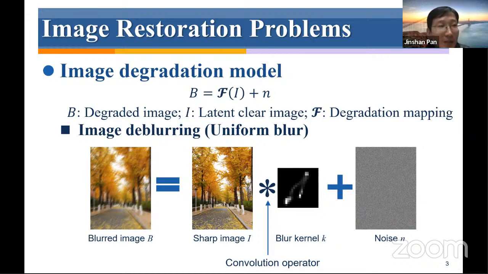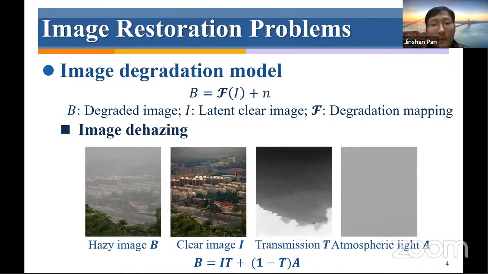Image deblurring is quite challenging because we only know the single blurred image and don't know the sharp image, blur kernel, and noise. Similarly, in image dehazing, we can use this linear model to describe the haze process. This problem is also ill-posed as we only know the haze image and don't know the clear image, transmission map, and atmospheric light.